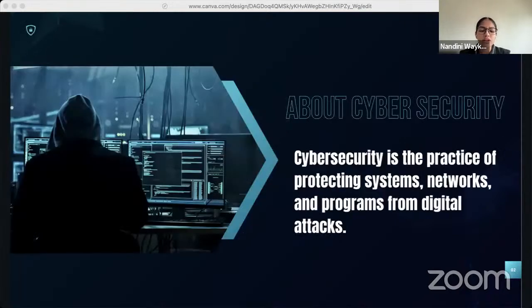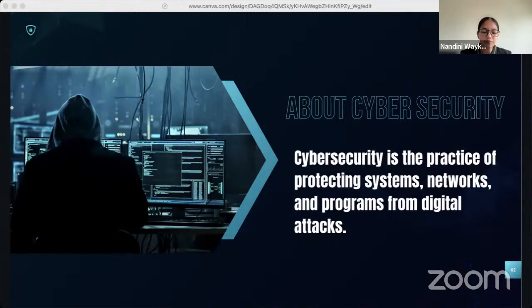So first, what is cybersecurity? Technically speaking, cybersecurity is the practice of protecting systems, networks, and programs from digital attacks. A successful cybersecurity approach has multiple layers of protection spread across your computers, networks, programs, or data that one wants to keep safe.